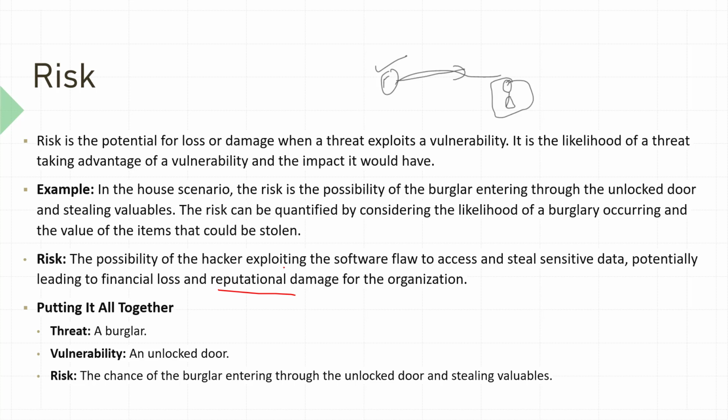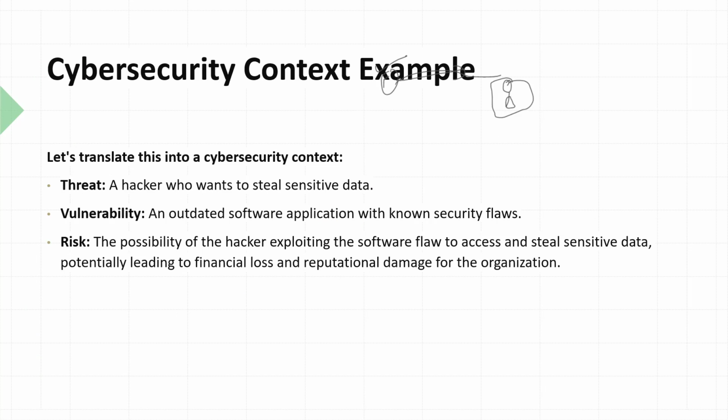In the context of a normal household, the threat is a burglar, the vulnerability is an unlocked door, and risk is the chance of the burglar entering through the unlocked door and stealing valuables. That is a loss I have. Let's map this to information security for better visibility. The threat is a hacker who wants to steal sensitive data, which is an action. Vulnerability is a weakness, such as outdated software with a known security flaw. Anything with the asset is a vulnerability. Risk is the possibility of the hacker exploiting the software flaw to access sensitive data, leading to potential loss.